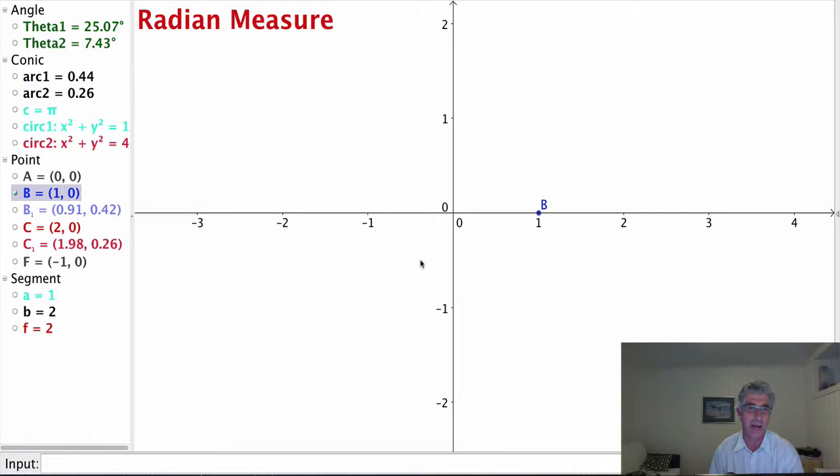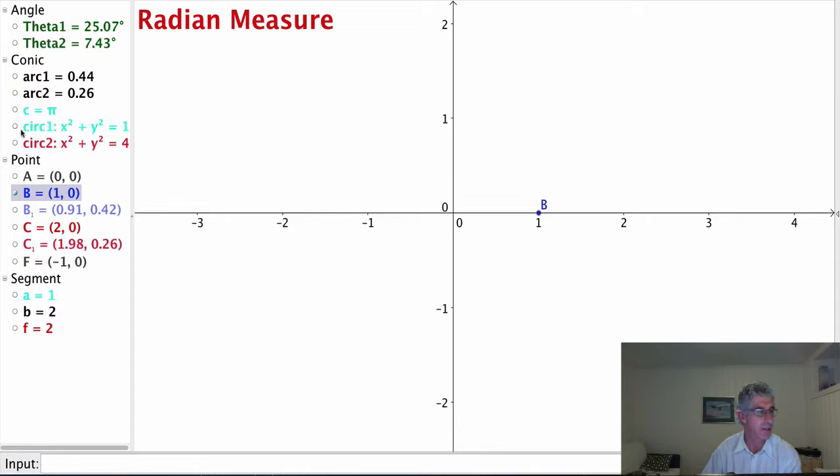The degree is rather arbitrary. There are 360 degrees in a circle, but why? Why not? Why weren't there 100 or any other number? There's nothing very fundamental about the degree. It's just a useful unit. The radian, though, comes from a very interesting and fundamental property of circles, and it's linked to one you already know. Let's have a look at this.